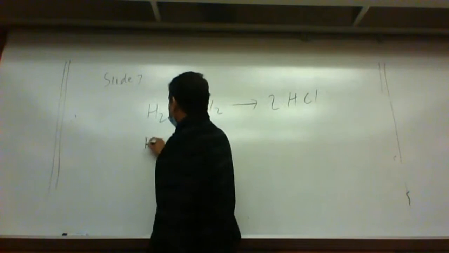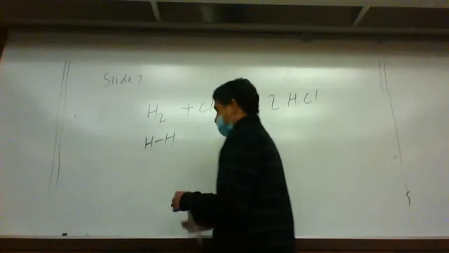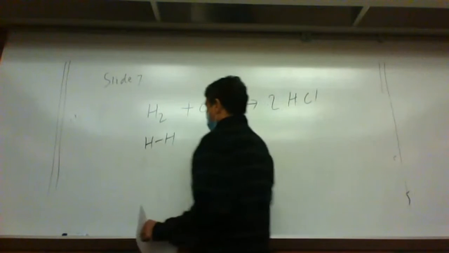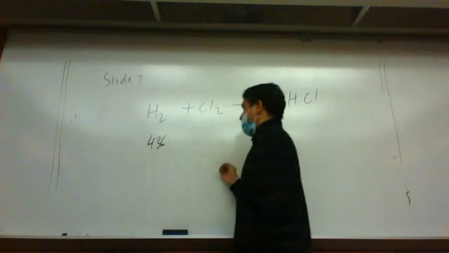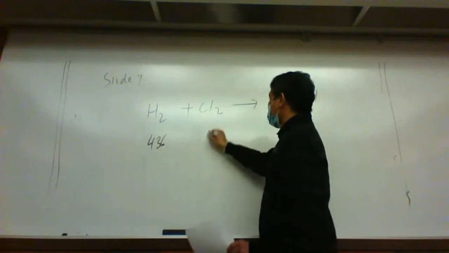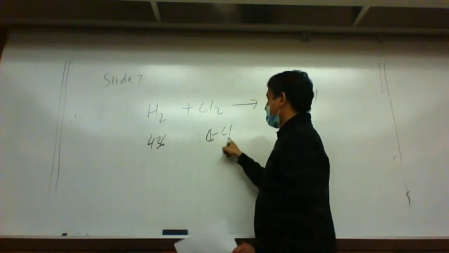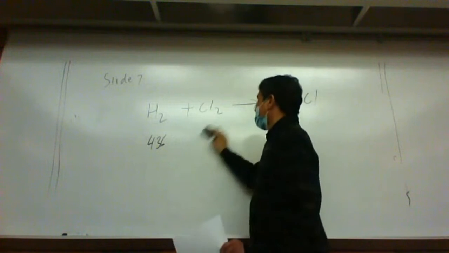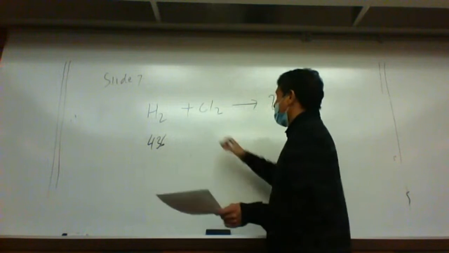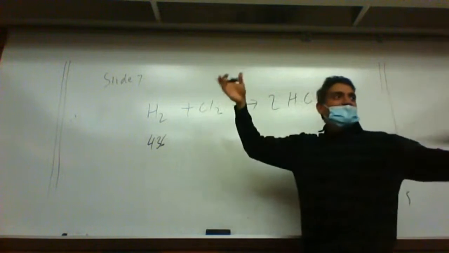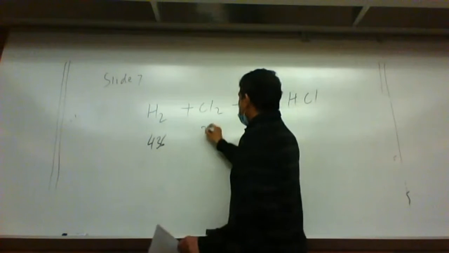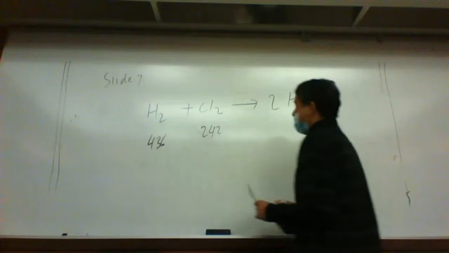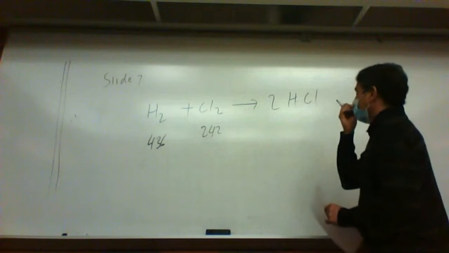So this is the H2. H2 means H-H, so the H-H bond. How much is the H-H bond value? 436. So that's 436 kilojoule per mole. And how much is the Cl-Cl bond? We are breaking the Cl-Cl bond. So how much is the energy needed to break 6.023 × 10^23 molecules of Cl2? That is 242. You can look that up in the table and put those numbers there.